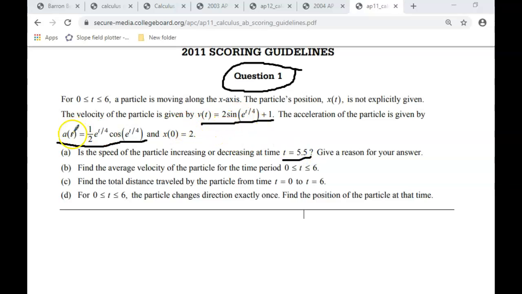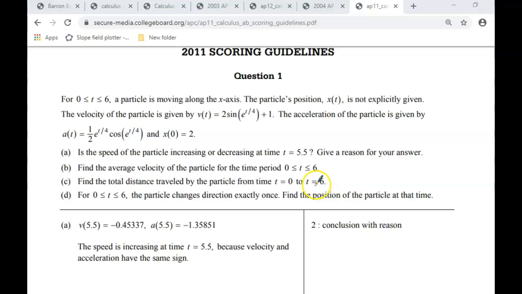So just use the skill I showed you back there on that previous FRQ, how to use the calculator to get your velocity and to get your acceleration, and from there you should be able to find out whether it's increasing or decreasing. Okay, just so you guys know, you'll want to look at how they grade this thing. Notice they find the velocity at 5.5, they find the acceleration at 5.5. They are asking you to give a reason for your answer. Here's how you would write your reason for your answer. The speed is increasing because velocity and acceleration have the same sign. That's how you would explain it. Okay.